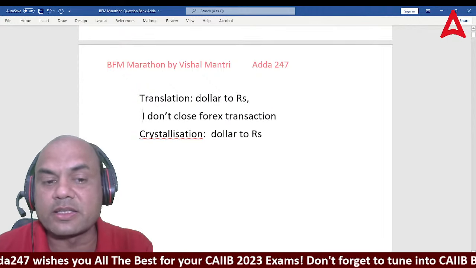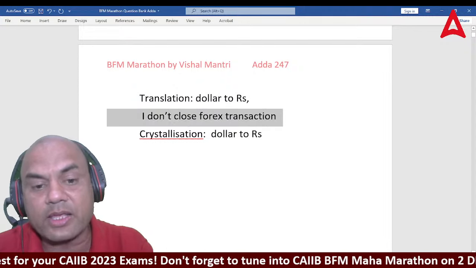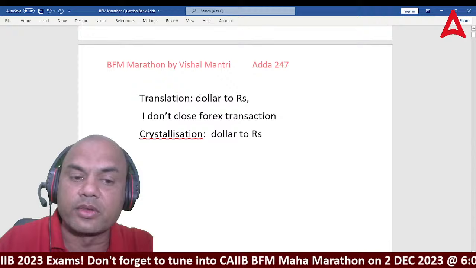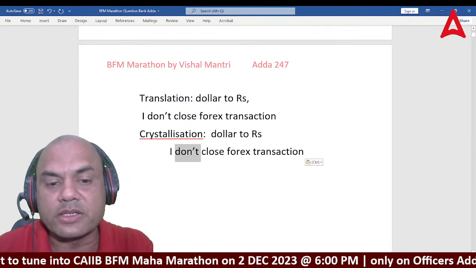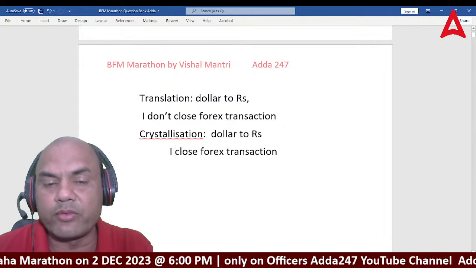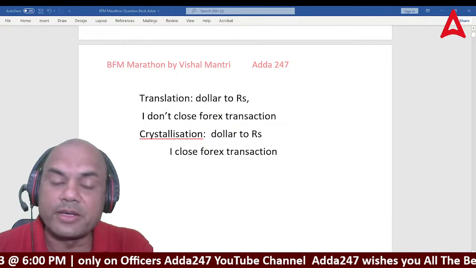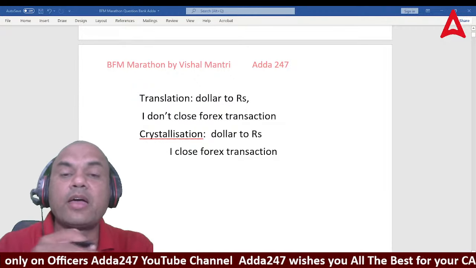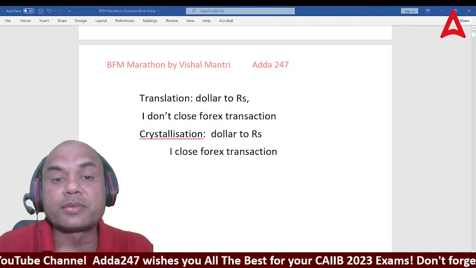Whereas in crystallization, there is a slight difference. Whenever I crystallize any loan, I close down this sale. I close the forex transaction. So crystallization happens when I close it. When does crystallization happen? Crystallization happens when there is an NPA. In NPA, I have to convert this forex loan to my local loan. So there comes the word crystallization.